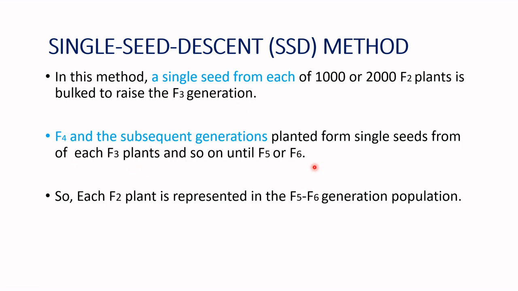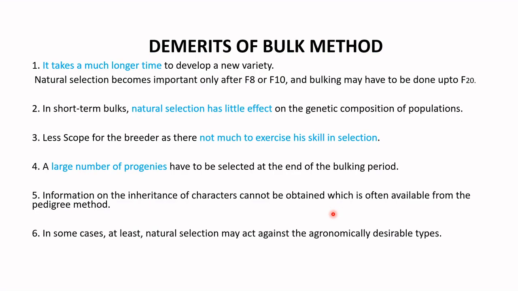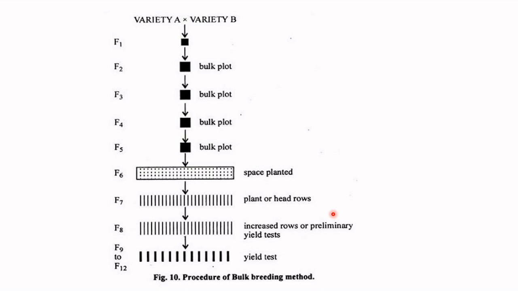Okay, until F5 or F6 generations. So each F2 plant is represented in the F5 or F6 generations populations. One of the greatest advantages of the bulk breeding method is that there is no elimination of any genetic variation in F2. We are not going to have a selection.